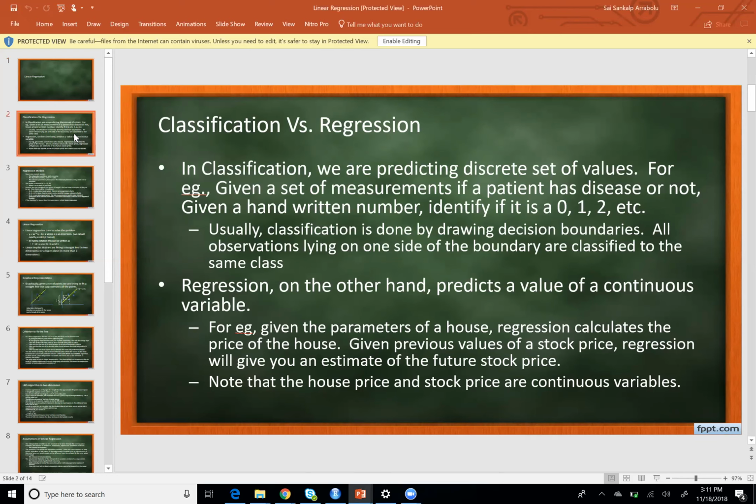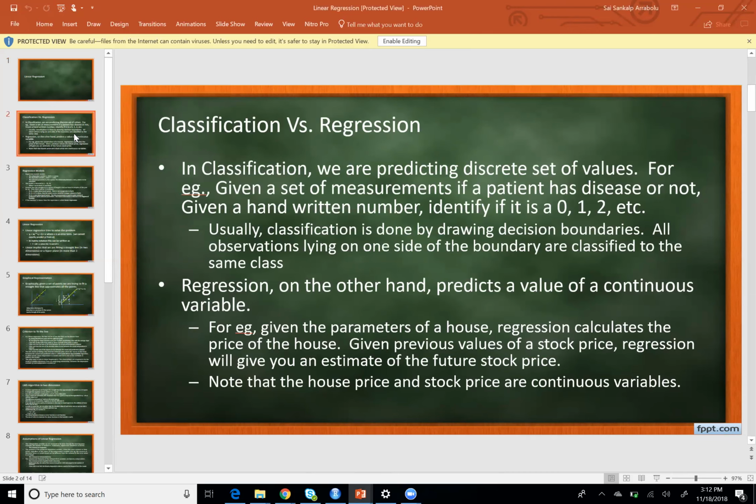Given a set of measurements of a patient, does he have a disease or not? Given a handwritten number, identify if it is 1, 2, or 3. These are all discrete values which we are predicting. Has disease or does not have disease is class label prediction. Given a handwritten digit, we are predicting one particular class: this written digit is 0, 1, 2, 3. So they're all discrete values.